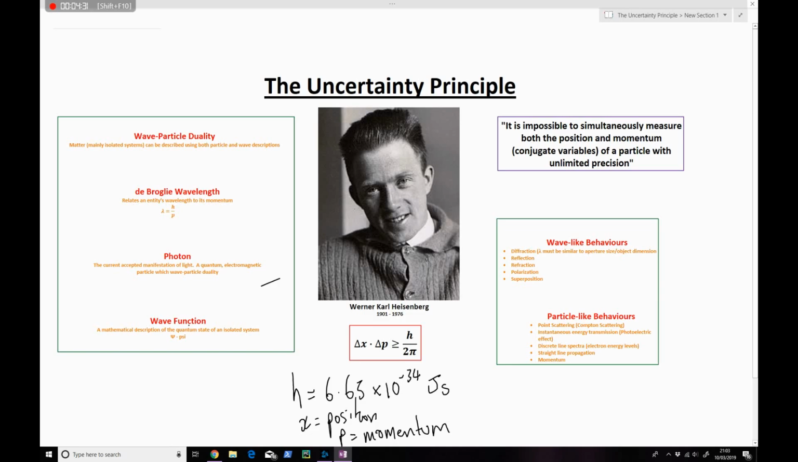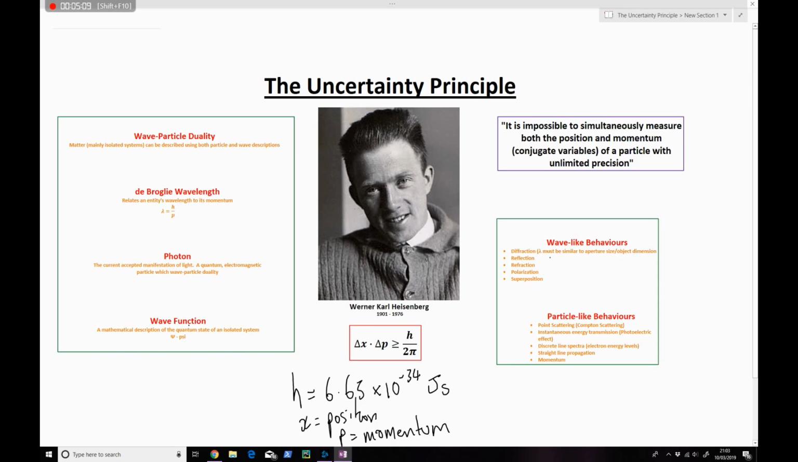Now moving over here, wave-like properties, wave-like behaviors, as we remember from school, are things like diffraction. That is, when light passes through a gap or interacts with an object, it spreads out. Okay, diffraction. And for very good diffraction, now this is very important for what we're going to do in a bit, the wavelength of the light must be similar to the gap size or to the dimension of the object that it is interacting with.